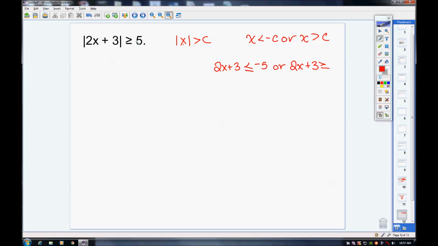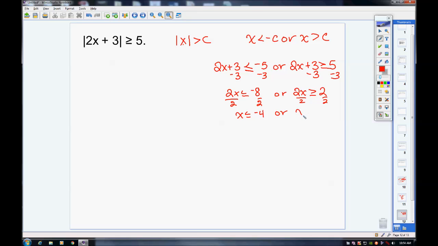We have two separate inequalities to solve. So what I'm going to do is subtract 3. 2x is less than or equal to -8. Divide by 2. x is less than or equal to -4. I'm going to keep bringing this or down here because that's important, and I'll explain why in a minute. Here I'm going to subtract 3. 2x is greater than or equal to 2. Divide by 2, I get x is greater than or equal to 1.